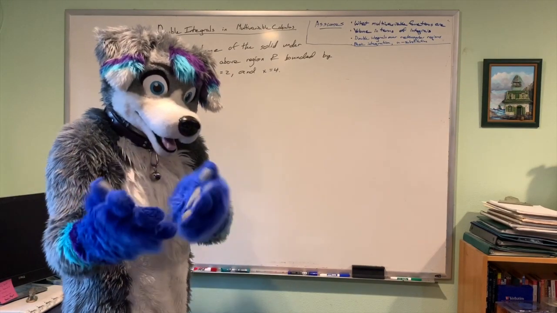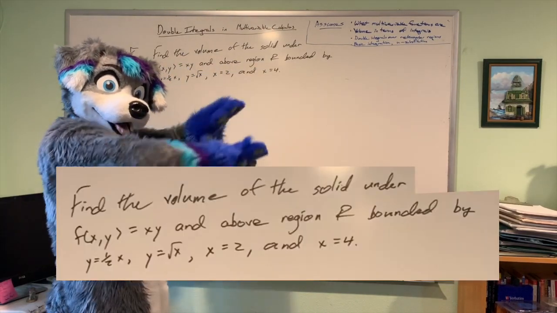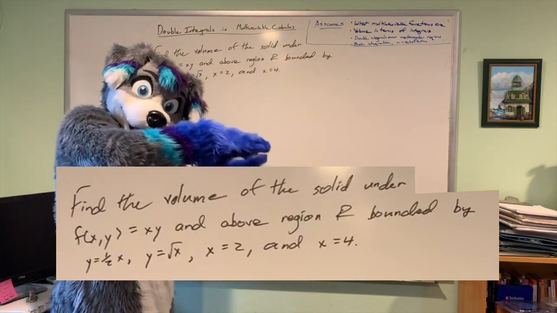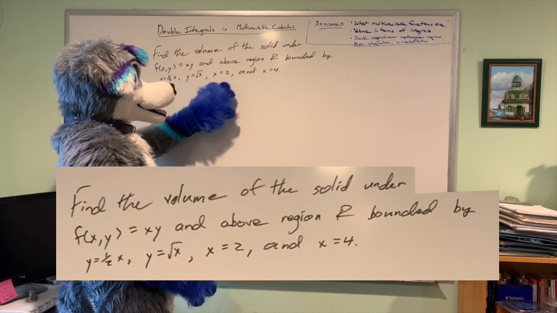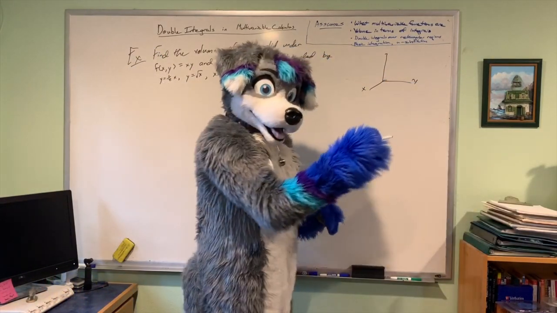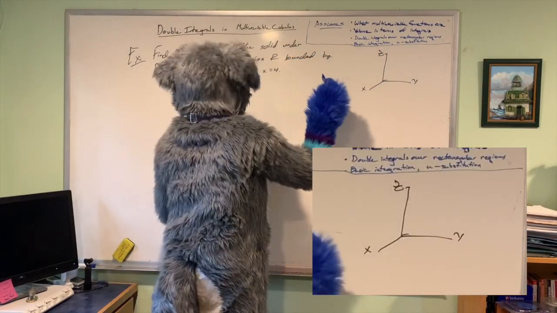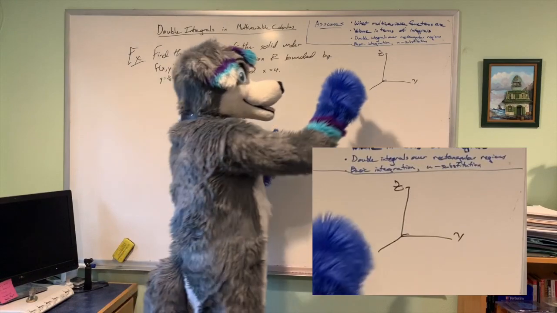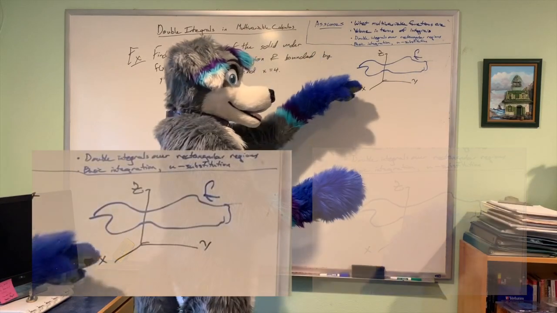Here is our first example. Find the volume of the solid under this function, underneath that and above a certain region, and this region is bounded by these curves and these lines. I'm just going to draw a generic picture to remind you. We've got this function. You may know what it looks like, or you may not, but the point is just to know that it's this flowy Superman cape thing flying around up there.